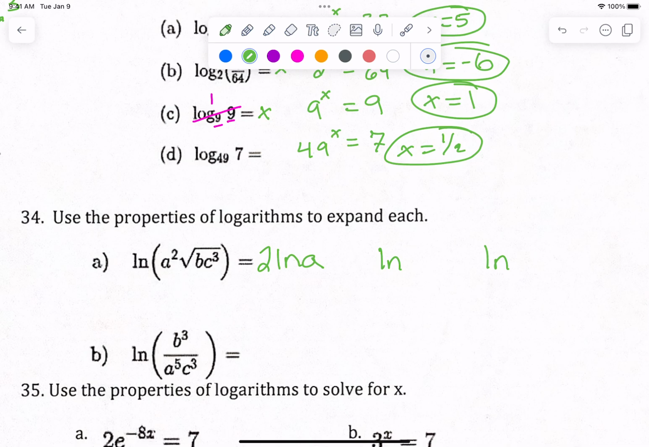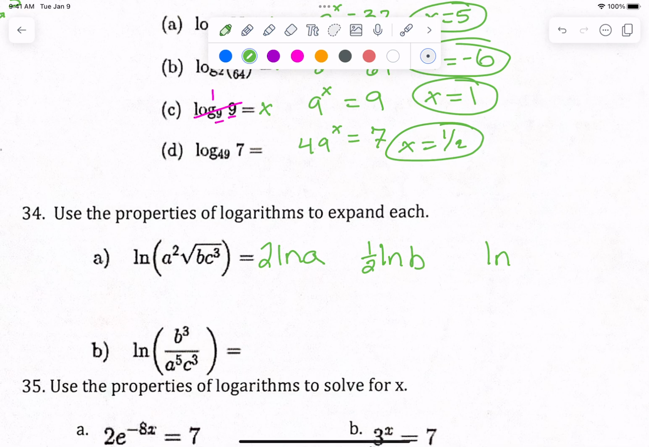Then we have the square root of B, which is half B, or the B to the one half. So this is 1/2 ln B. You see that? Am I going too fast? Okay. Half ln C. Now this C is technically C to the third, to the half power. 3 over 2. So 3 over 2 goes out front.